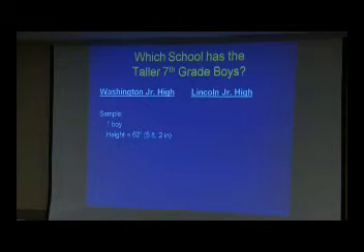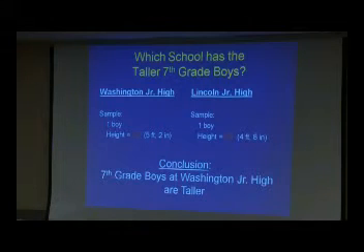Later that week, we are over at Lincoln Junior High. We do a similar thing. First boy coming out, 7th grader, we measure 56 inches, or 4 foot 8 inches. So based on this, we can make a conclusion that the 7th grade boys at Washington Junior High are taller than the 7th grade boys at Lincoln Junior High. We see that 62 inches tall at Washington and 56 inches tall at Lincoln Junior High.